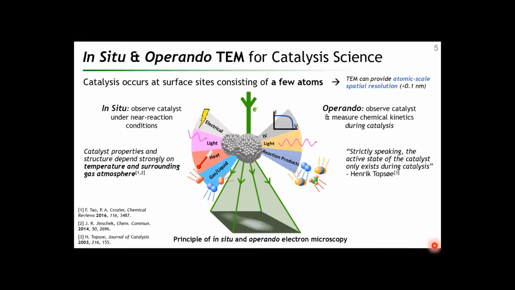to develop tools and apply those tools for operando electron microscopy, where we're directly measuring the reaction rate during atomic resolution imaging. And this allows us to get a very direct correlation between the functionality of the catalyst and the structure that we're imaging.